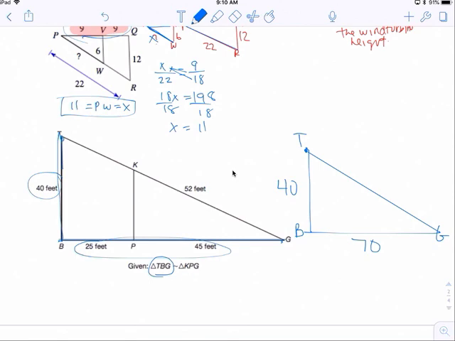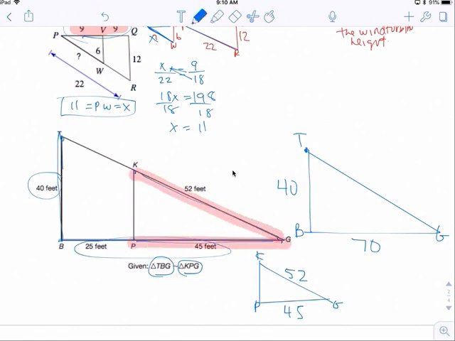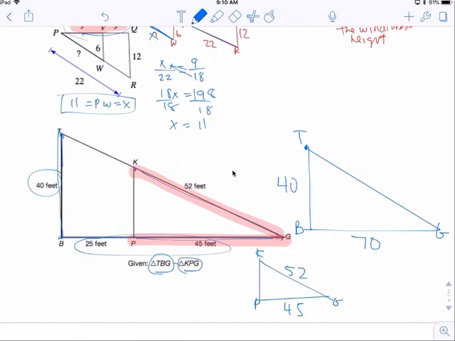Okay, and the little one, KPG: K to P, P to G. We have this one, it's 52. We have this one, it's 45. So that and that, right? Then we can find this length right here because it corresponds to this one. Let's label that X. So X equals T to G. We're going to find TG.